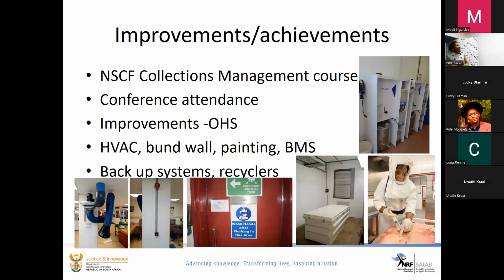And then improvements and achievements. We are so fortunate that we are one of the institutes that joined the NSCF, the National Science Collections Facility. So most of us have managed to do this course, the collections management course, and we had opportunities to attend forums and conferences. Sesh attended a conference last month, which is one of our achievements.